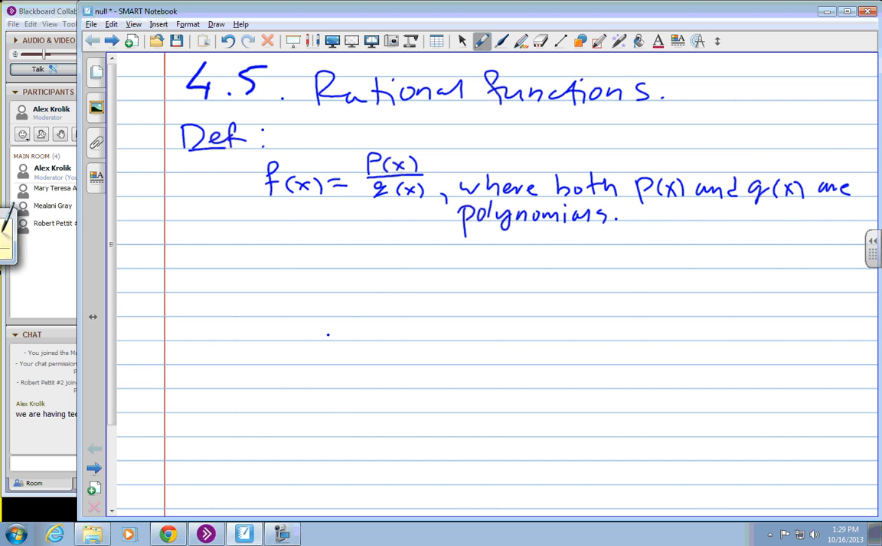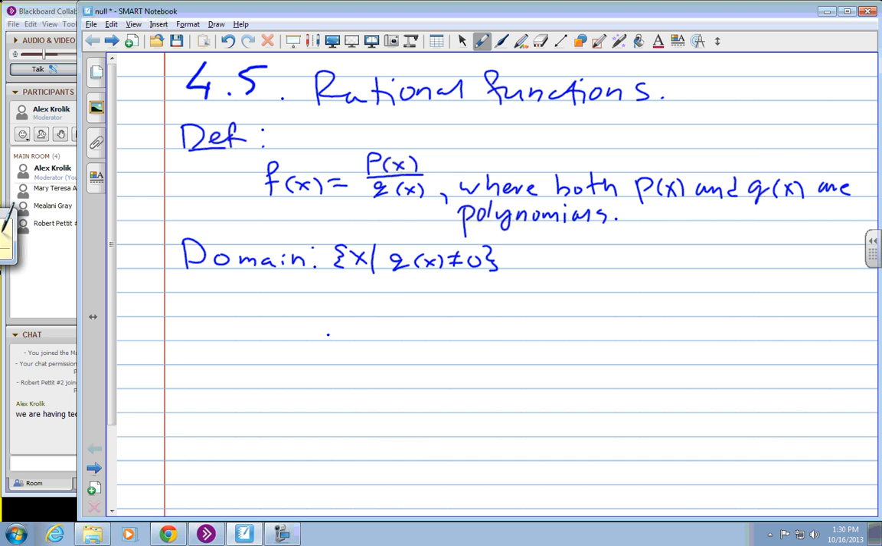And the domain of this function will be found the same way as before. It's just all x's such that the denominator is not equal to 0. So just make sure the denominator is not 0.